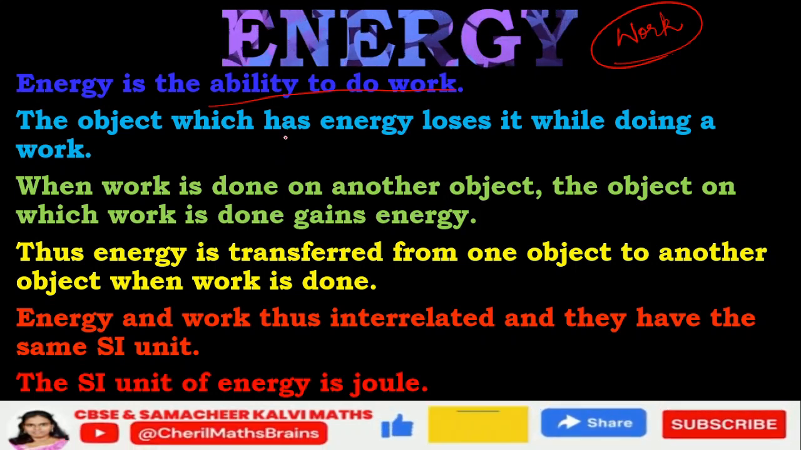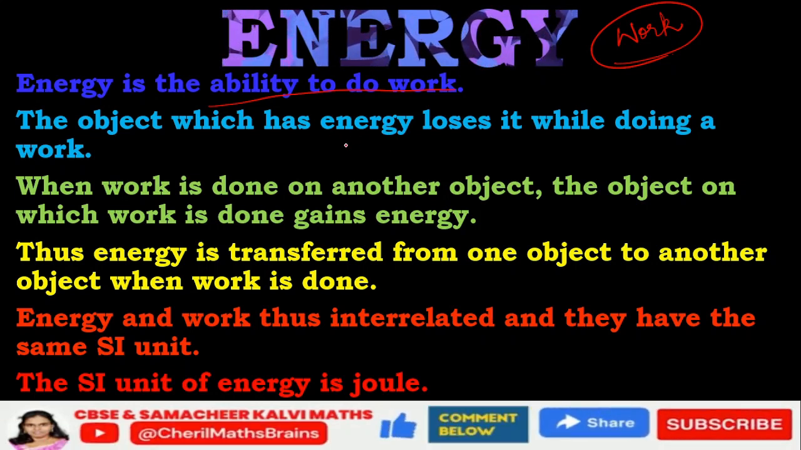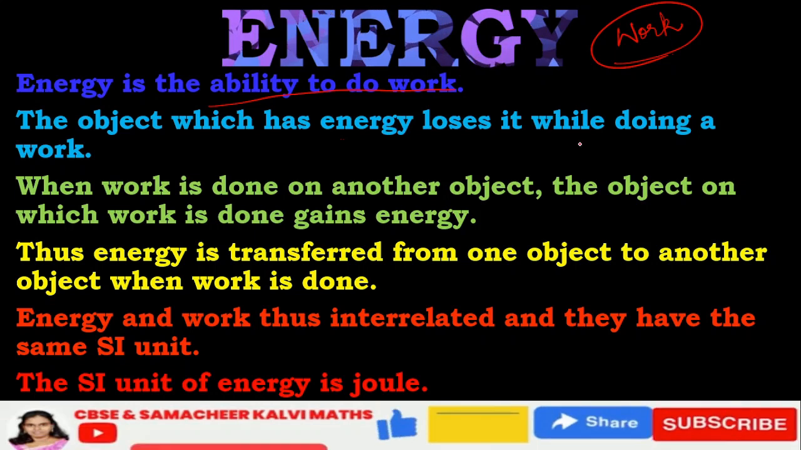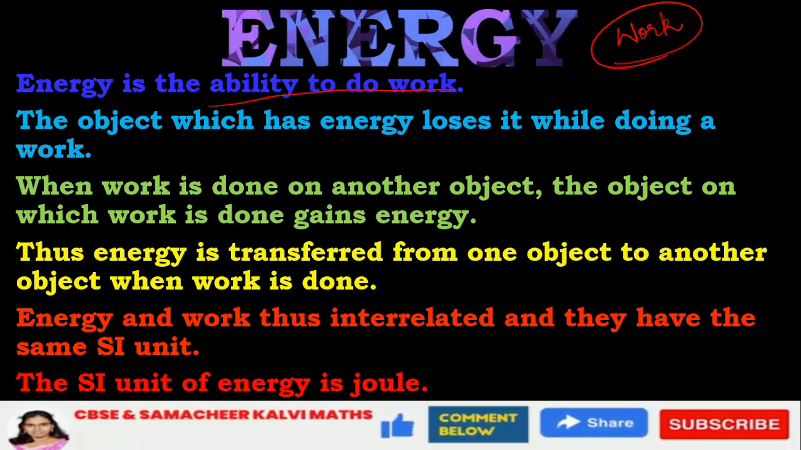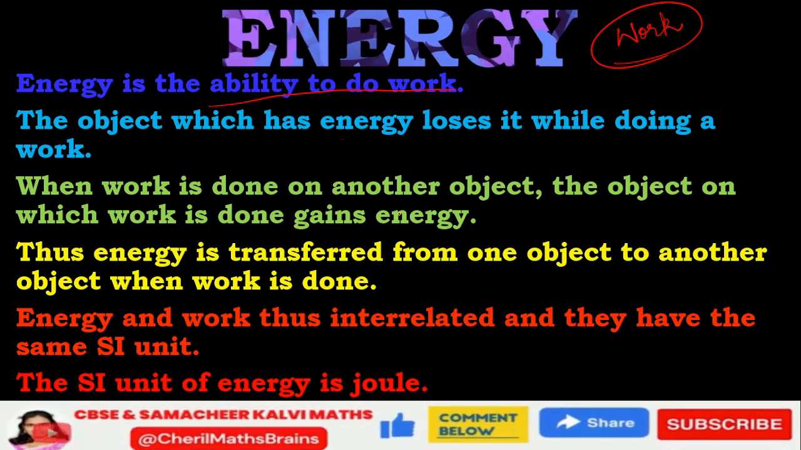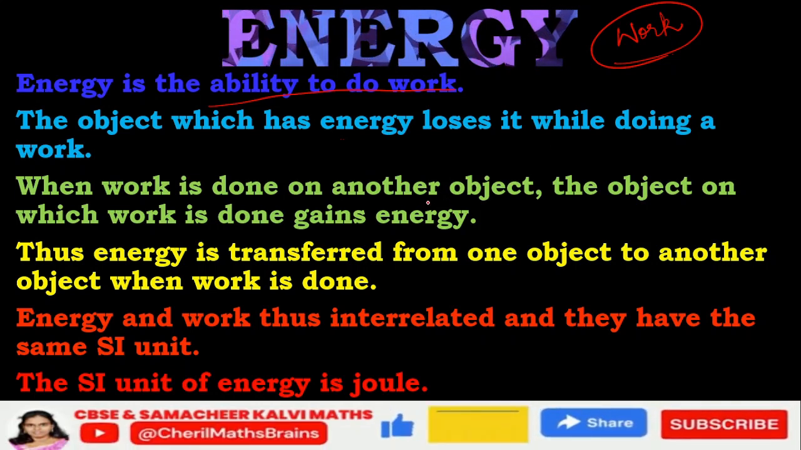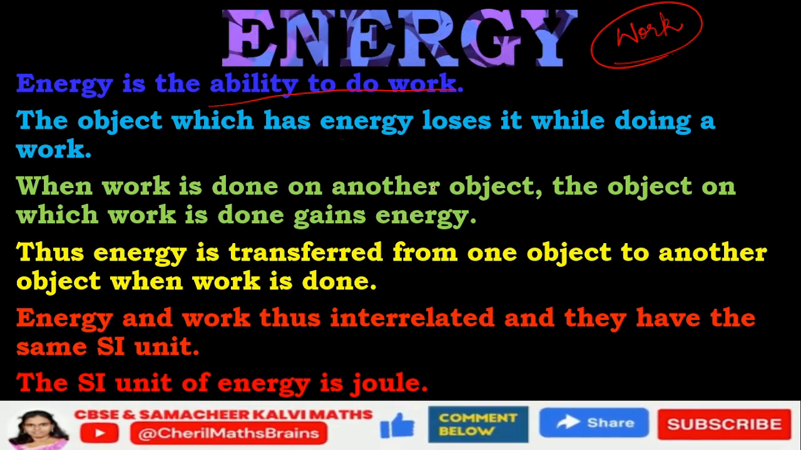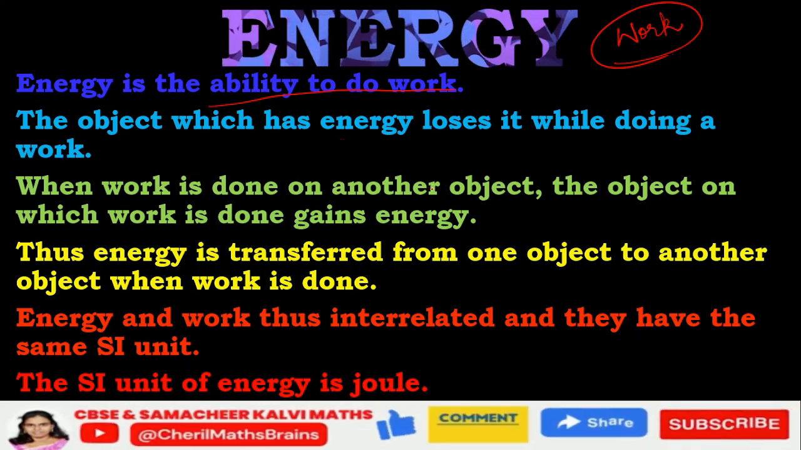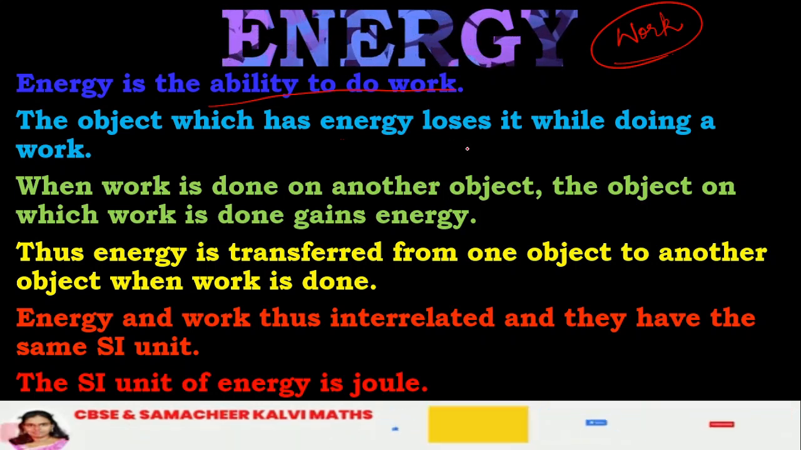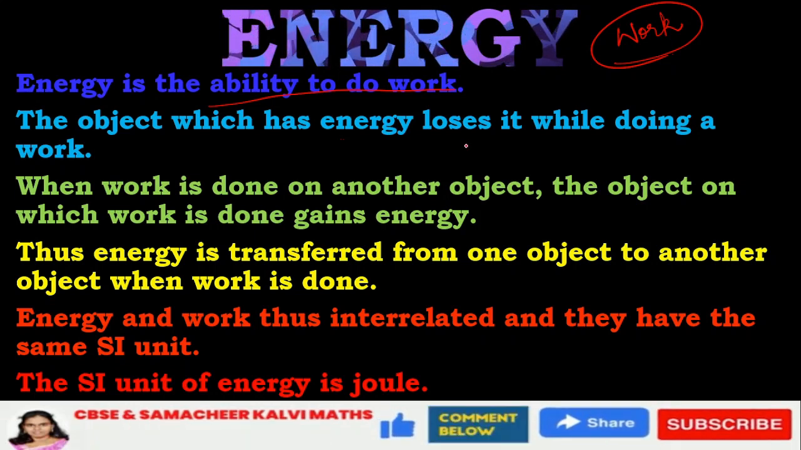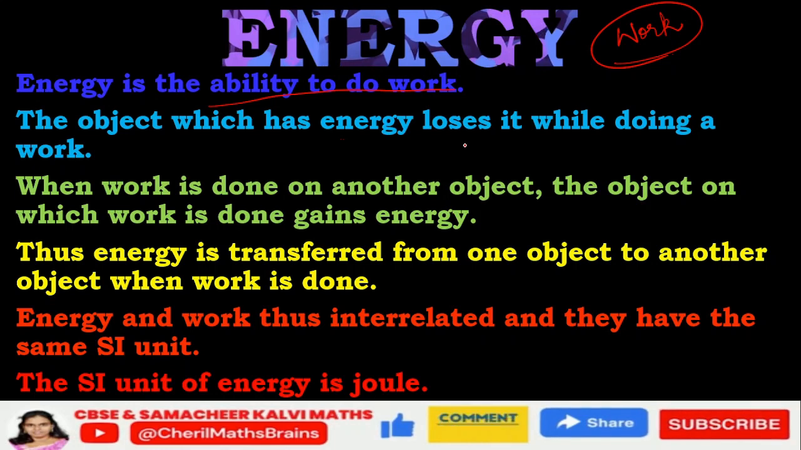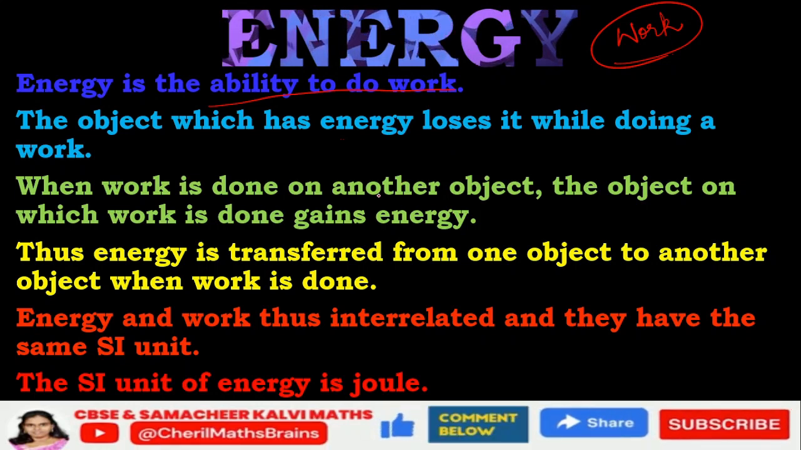So when we talk about energy here, the object which has energy loses it. If you have some energy, you will lose it while doing work. Likewise, work is done on another object. For example, if there is a small child, 1 or 2 years old, and we carry the child upwards, for example to the 2nd or 3rd floor, all through the steps, then you are spending the energy and the work is done on the child.